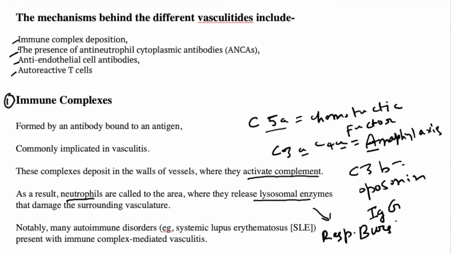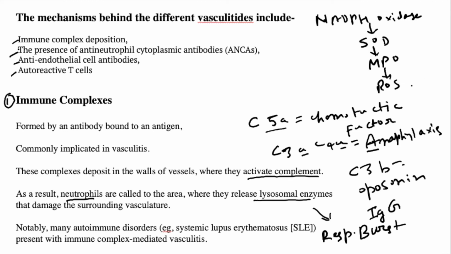burst. If you remember, the respiratory burst is associated with a sequence of various enzymes. These enzymes are NADPH oxidase, then superoxide dismutase, then myeloperoxidase, and then there is generation of reactive oxygen species that kills the pathogens. In the same way, here also in the pathophysiology of vasculitis, the neutrophil works.